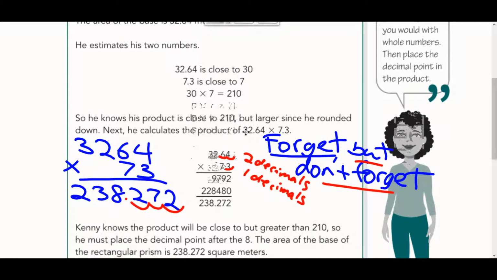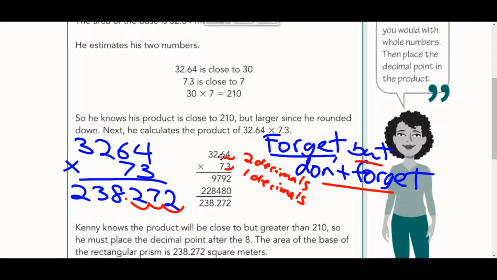Basic idea here is, as I say it, forget but don't forget. So what I mean by that is treat these decimals as if they're just regular numbers. So instead of 32 and 64 hundredths, treat it like 3,264. Instead of 7.3 or 7 3/10, treat it as 73. Multiply and then count the decimal places. So forget but don't forget.